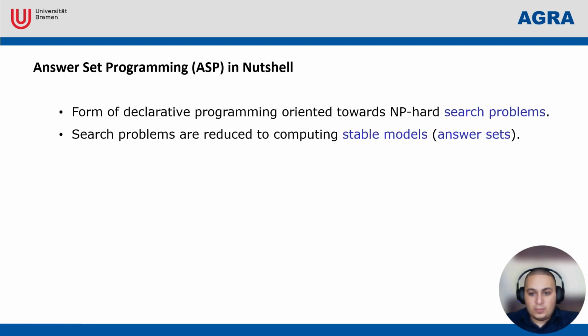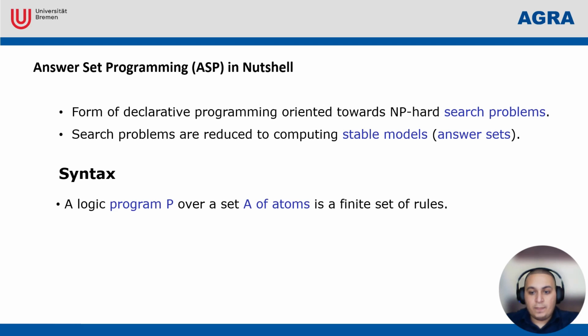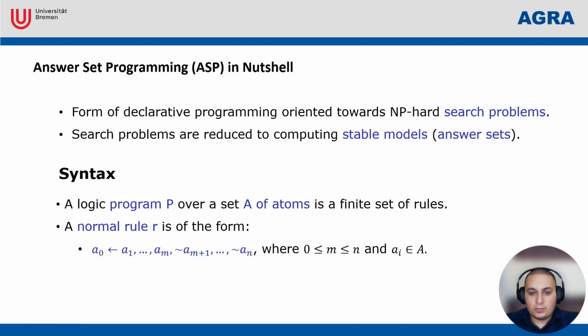ASP is a form of declarative programming that describes NP-hard search problems, where these search problems are reduced to computing answer sets. And for the syntax, given a set of atoms A, a logic program P consists of a finite set of rules, where each rule has the following form: A0 left arrow A1 to Am as a positive set of atoms, and Am+1 to An as a negative set of atoms.